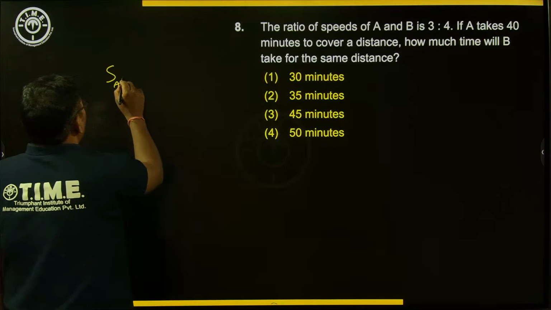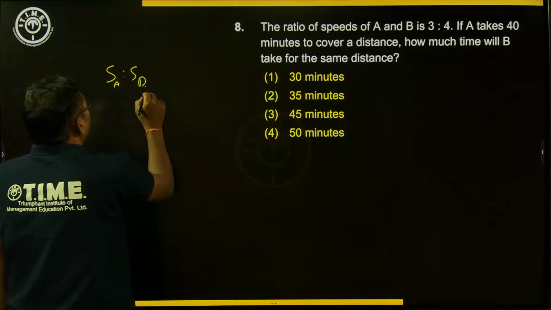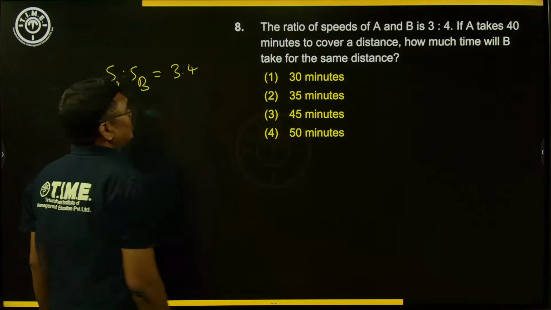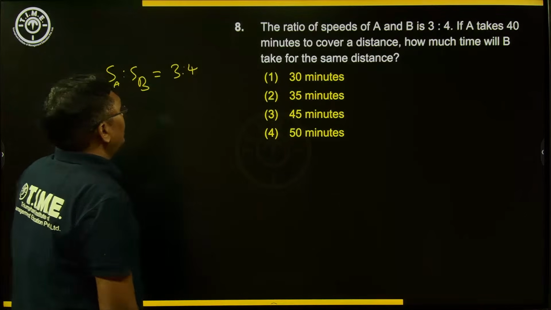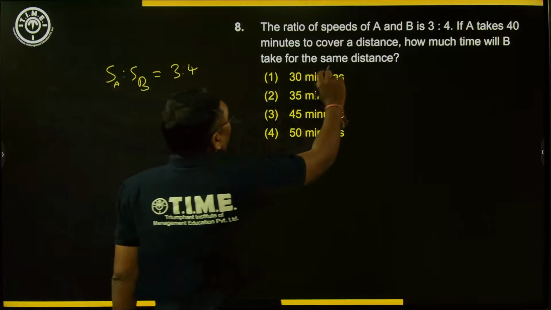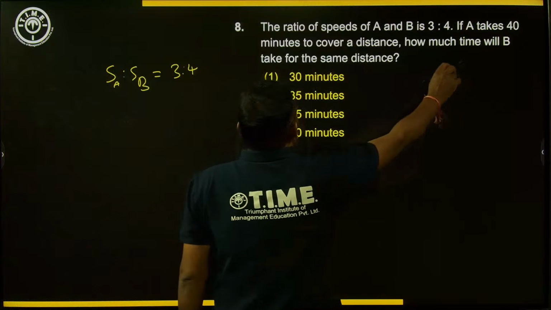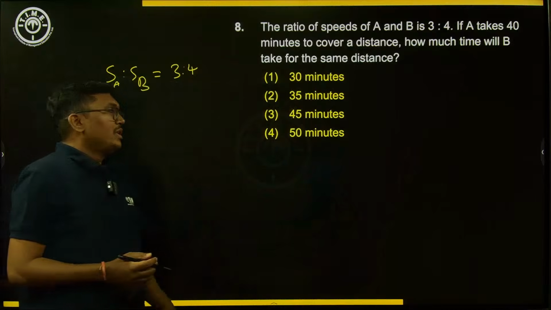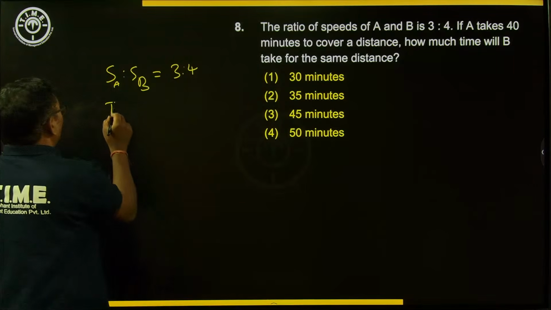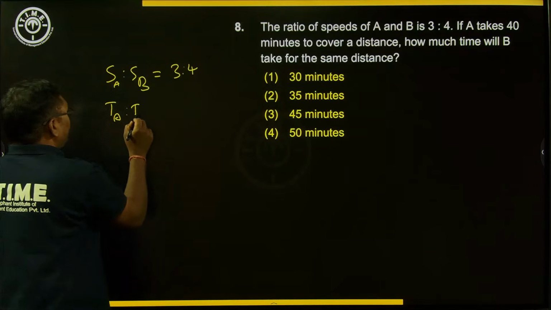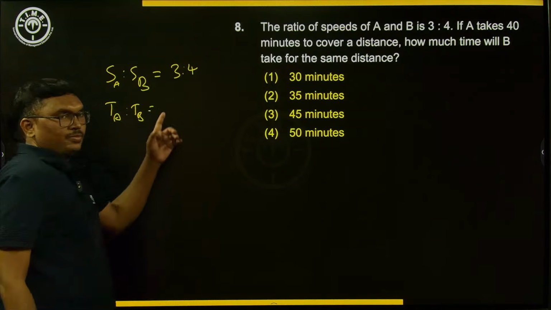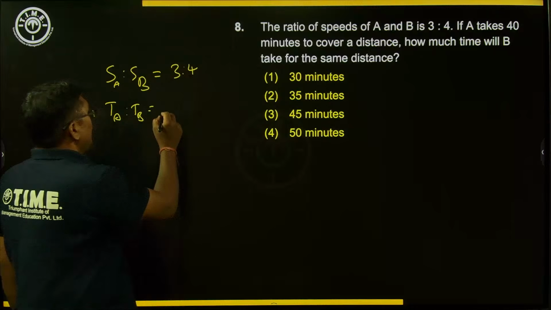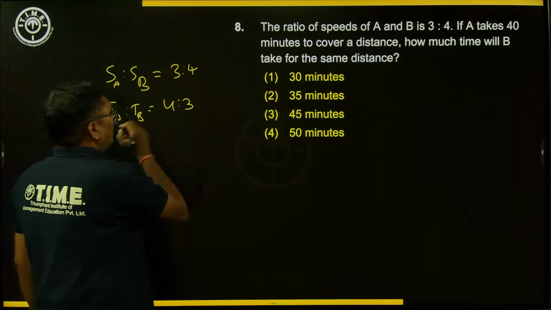Ratio of speeds of A and B is 3:4, right? So if A takes 40 minutes to cover a distance, how much time will B take for the same distance? When the distance is the same, what is the time taken ratio? The time taken ratio is the inverse ratio of speeds. So the ratio of speeds is 3:4, and the inverse ratio is 4:3, right?